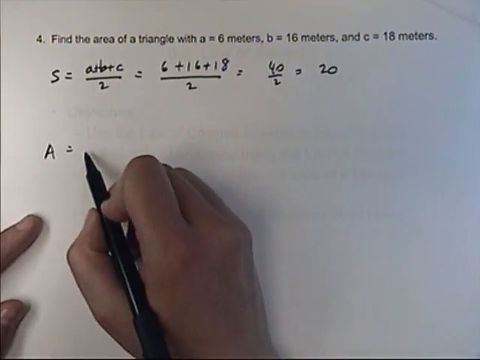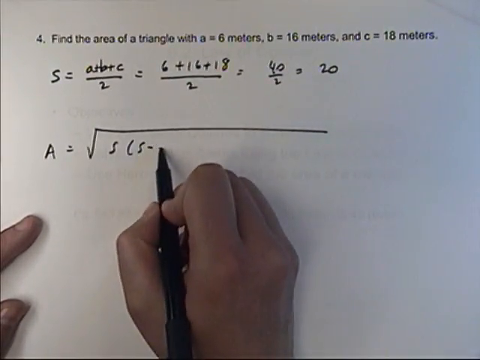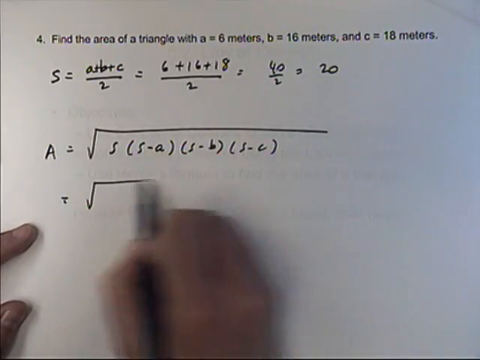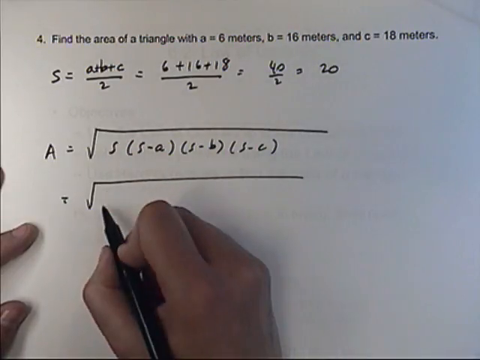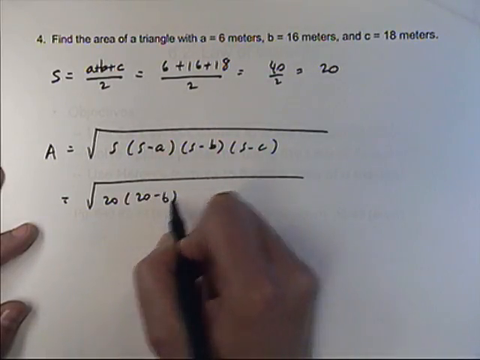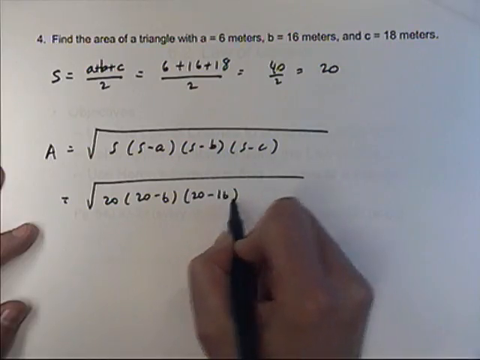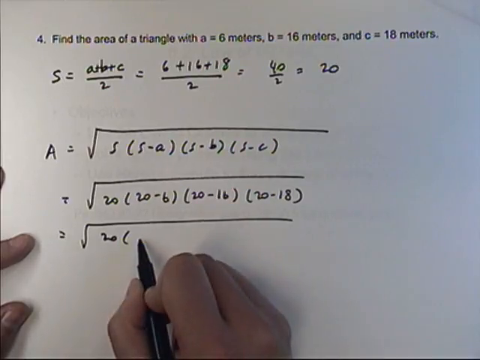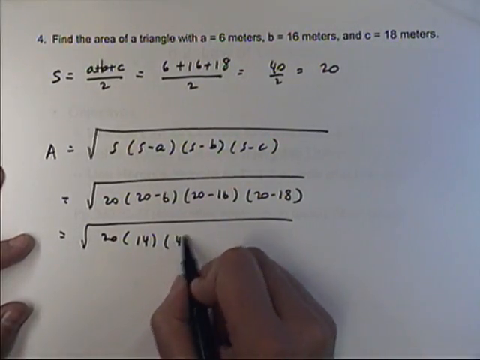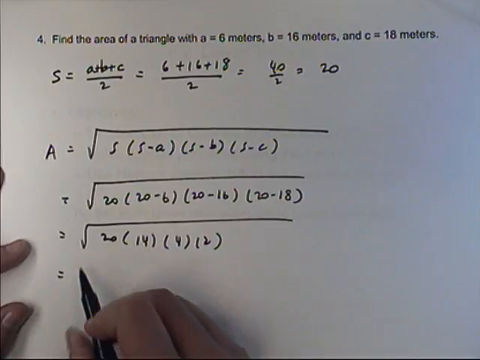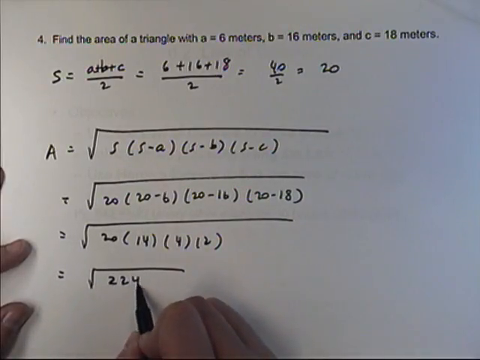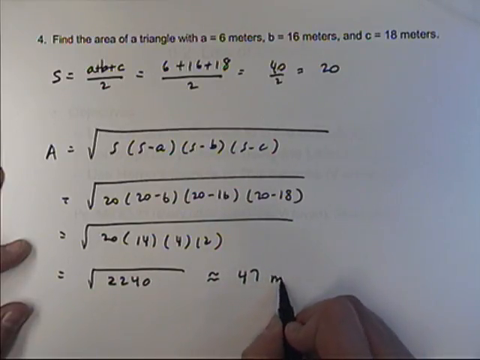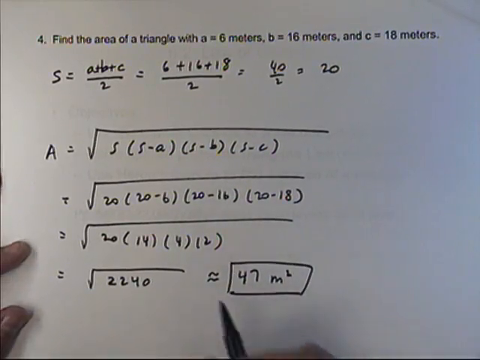The area equals the square root of S times S minus A times S minus B times S minus C. And S is always going to be bigger than the other numbers. So 20 times 20 minus 6 times 20 minus 16 times 20 minus 18. So that's the square root of 20 times 14 times 4 times 2, which is the square root of 2,240, which is approximately 47. So since this is an area, it's in square meters, and there's the area.